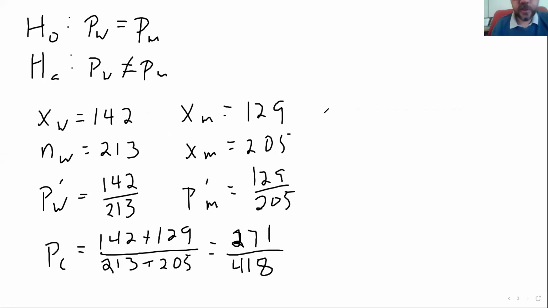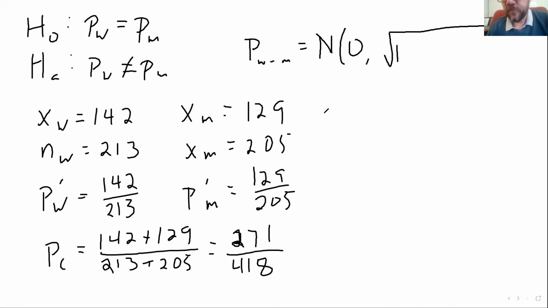All right, so we know that the sampling distribution of P sub W minus M is normally distributed with a mean of 0, or at least we're proposing a mean of 0. That's our null hypothesis, that there's no difference between the two. And a standard deviation of the square root of P sub C, Q sub C, times 1 over N sub W plus 1 over N sub M. That is the sampling distribution that we're going to be using here. So let's go ahead and calculate that up.